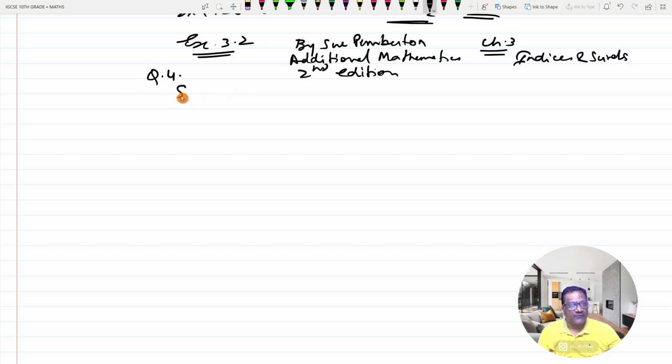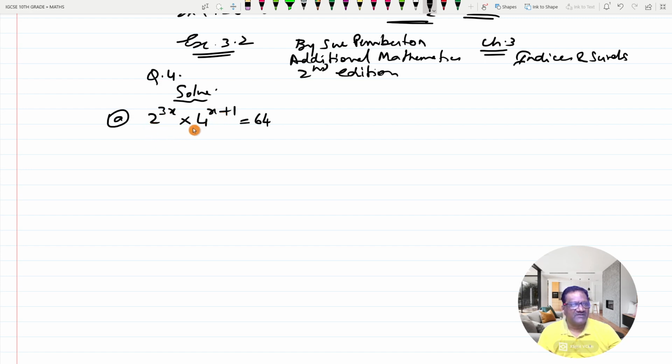So question number 4 is basically solve the equation, and sub question A is 2 raised to 3x multiplied by 4 raised to x plus 1 is equal to 64. This is the equation given right in front of you, and we have to solve this equation. That means you have to find the value of x. Now let us try to do what we can do.